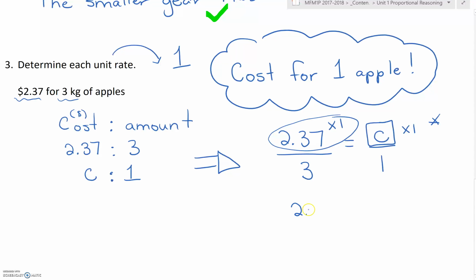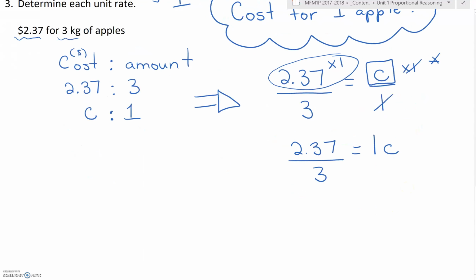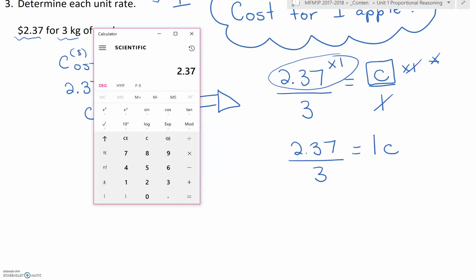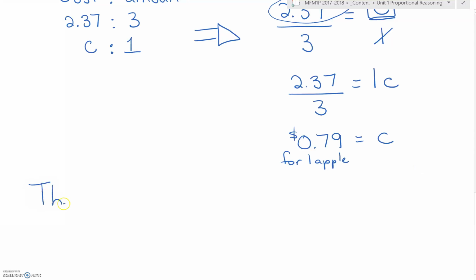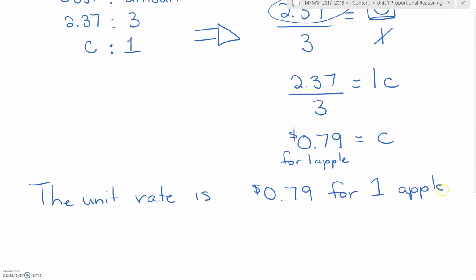$2.37 times 1 is $2.37. We're going to go ahead and divide that by 3 in a second. Over here, 1 divided by 1 is 1. And then we have a C left over because we are looking for the cost. If I go ahead and calculate $2.37 divided by 3, I get 79 cents for 1 apple. And that's what I'm looking for. So in your concluding sentence, you have to say the unit rate is, don't forget the $ sign, 79 cents for 1 apple. That's what I'm looking for.